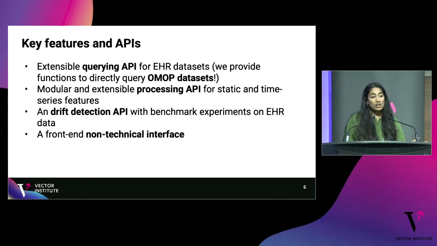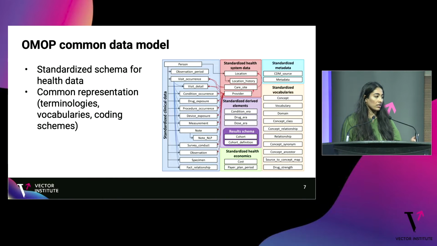So the key features and APIs of CyclOps include an extensible querying API for EHR data sets, a modular and extensible processing API for static and time series data, a drift detection API, and a front-end non-technical interface.